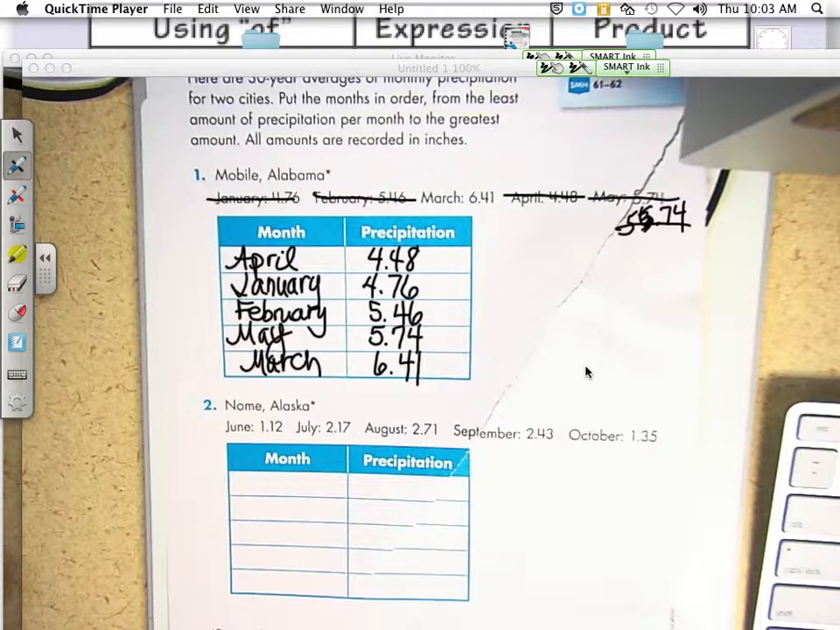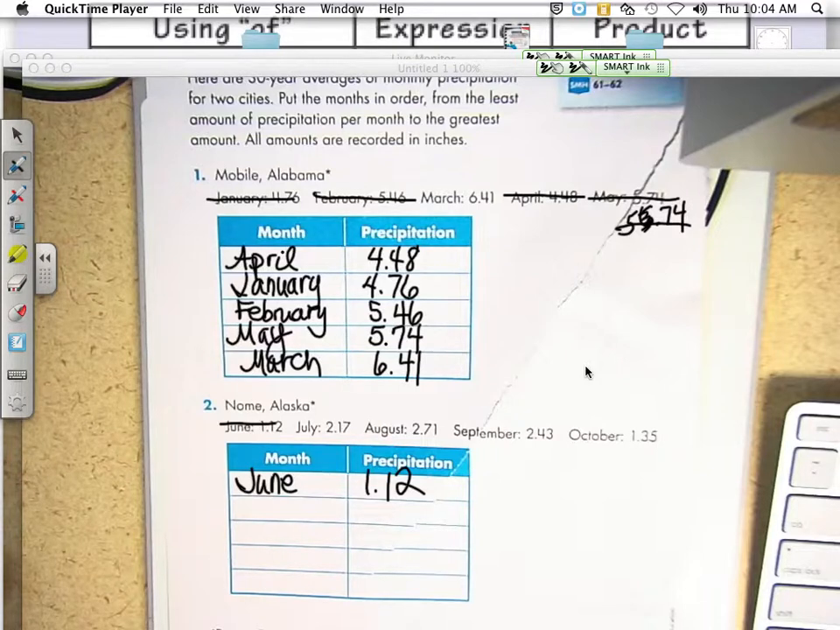Okay, let's look at Alaska. Did you have a question? Okay. Alaska, we have 1, 2, 3, 4, 5 months. We need to figure out which one comes first. Which one had the lowest amount of rainfall? Which month? Courtney. June. How much rain fell in June? 1 and 12 hundredths. Good job. What came next?